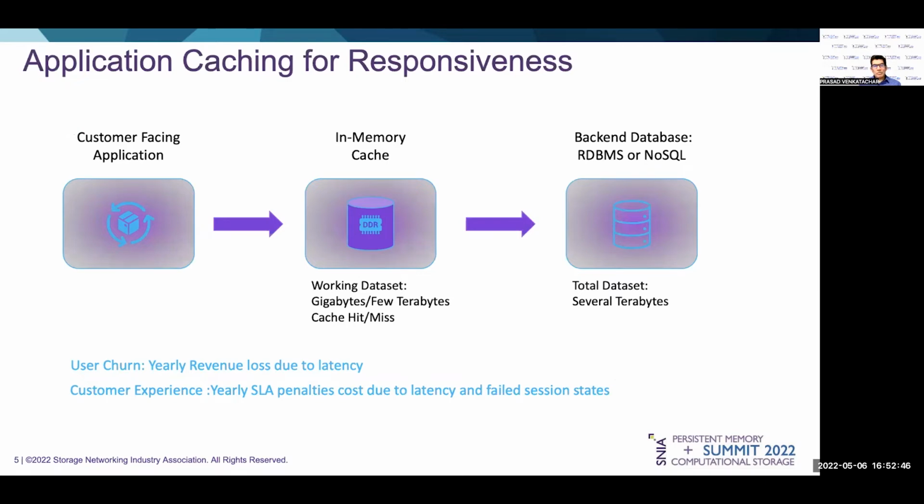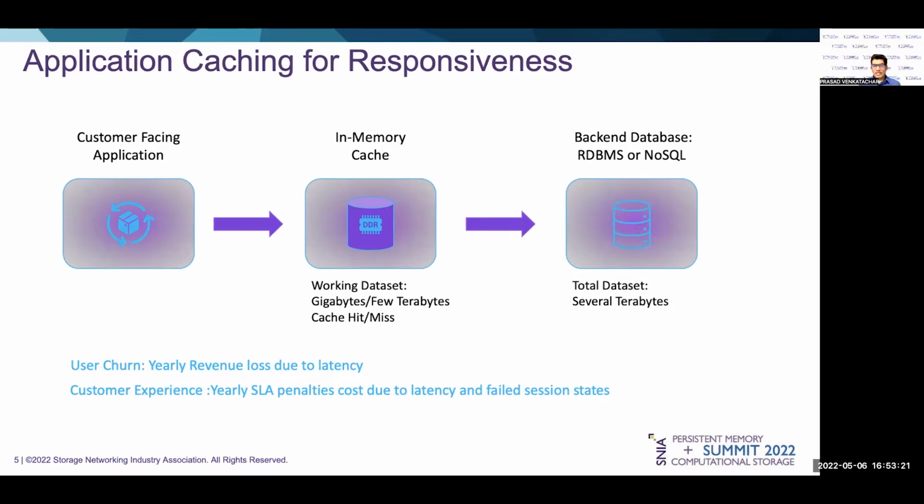So let's understand the technology that determines the responsiveness of an application. Typically, a customer-facing application will have an in-memory cache, which stores the frequently accessed data from the app, and this will be a few gigabytes to hundreds of gigabytes to a few terabytes. The majority of the data set, several hundred terabytes, is stored in the backend database. This could be a relational database or a NoSQL database.